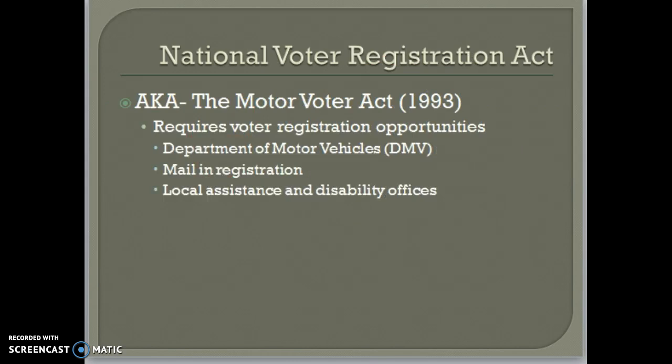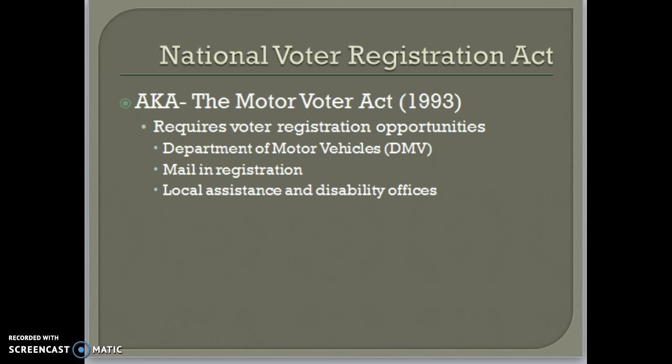Then we have the National Voter Registration Act. This was passed in 1993. It's most often referred to as the Motor Voter Act. To be 100% honest, I've only ever seen it referred to as the Motor Voter Act. And basically it's to increase registration opportunities. So when you get your driver's license, you can register to vote.